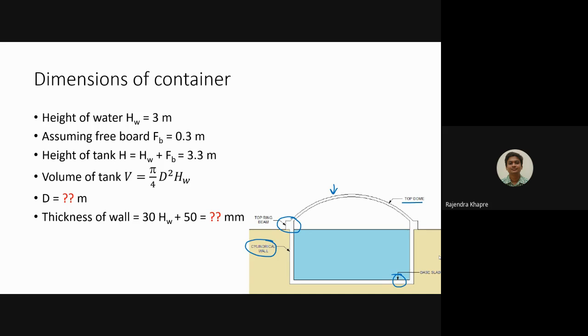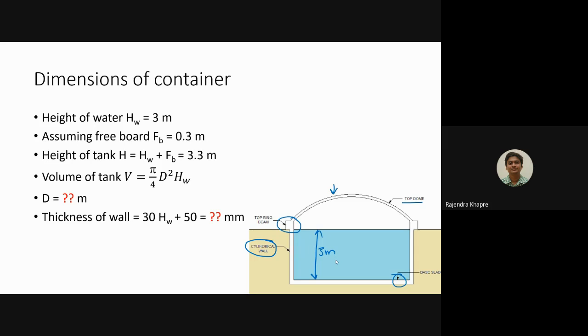So as per the problem statement, the height of the water is already given to you, isn't it? So the height of the water, when I say the height of the water, I'm talking about this height. Okay, so this height is given to you as 3 meters.